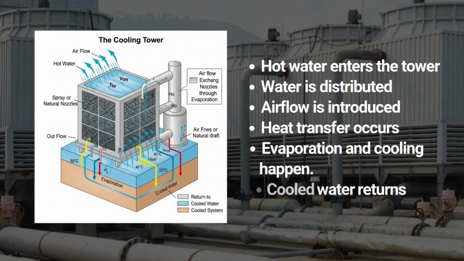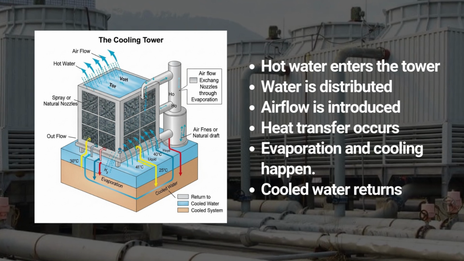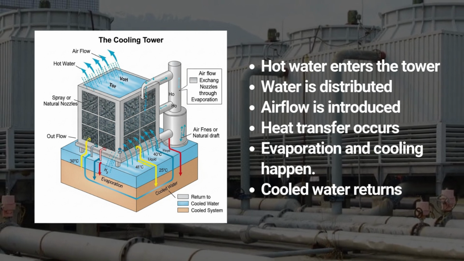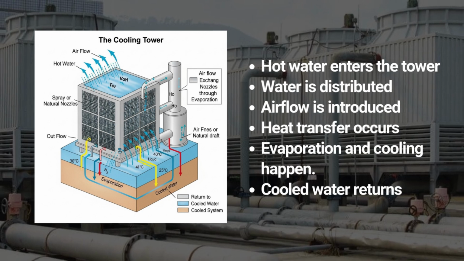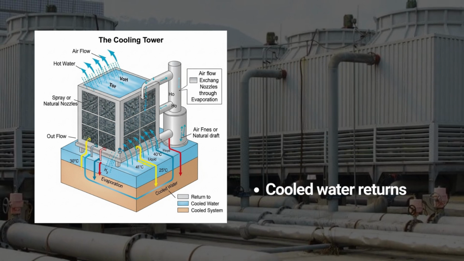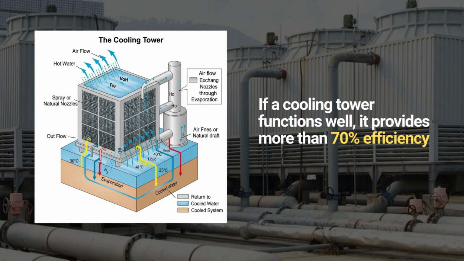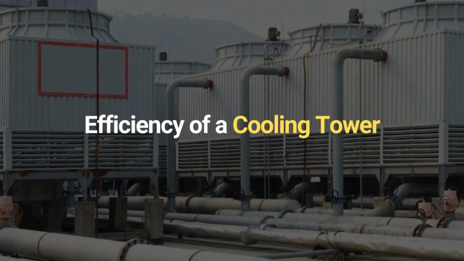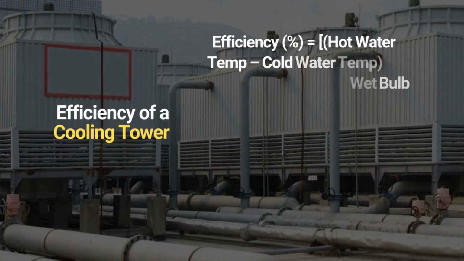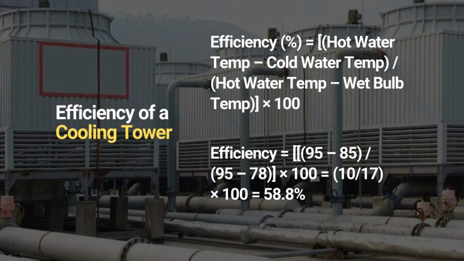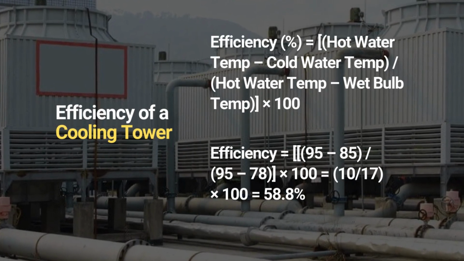As hot water enters and distributes within the tower, airflow is introduced, causing heat transfer through evaporation, which cools the water before it returns. If a cooling tower functions well, it provides more than 70% efficiency. Efficiency of a cooling tower. The efficiency of a cooling tower can be calculated using the formula shown here.